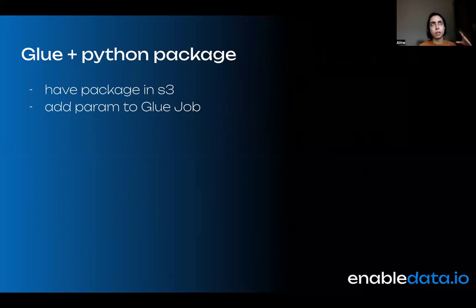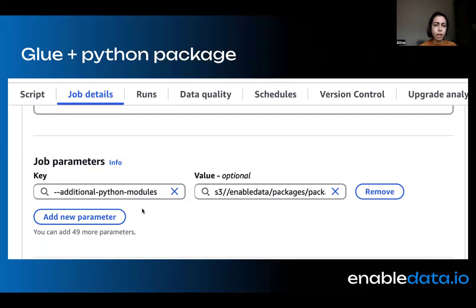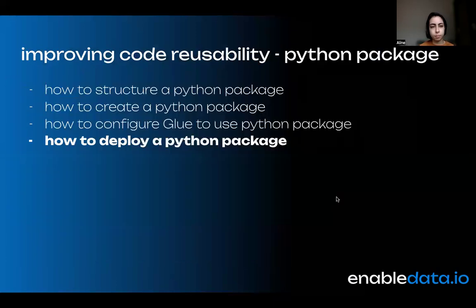Just as I said, the distribution file in S3, and then you have to add the parameter to the Glue job. In this case, I have created this enable data bucket and the packages folder. In this packages folder, we have the distribution file, which is a wheel file. Again, the same file. And you just add it as additional Python modules, and you add the path to it in S3. It's the path to the package in S3.